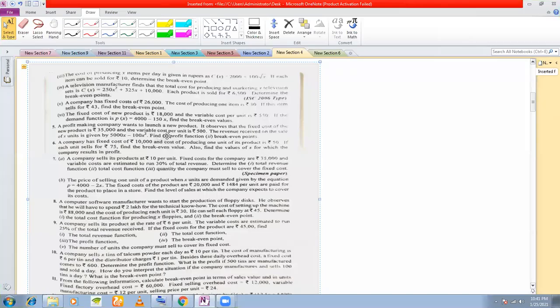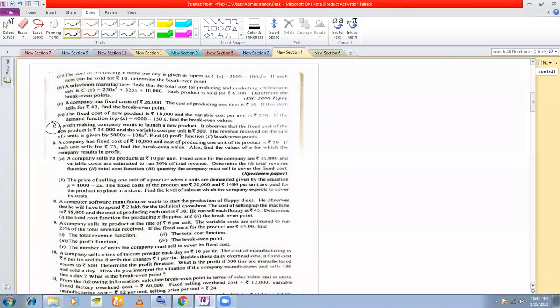Let us see number 5. Can you read the question on your phones? See, we are going to do number 5 here. The question is, a profit making company wants to launch a new product. So the company is making profits and it is launching a certain new creative product. It observes that the fixed cost of the new product is 35,000.